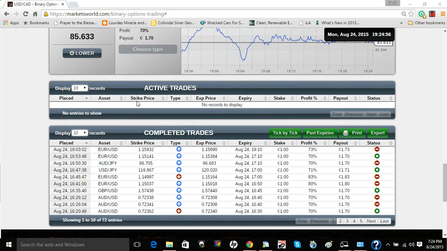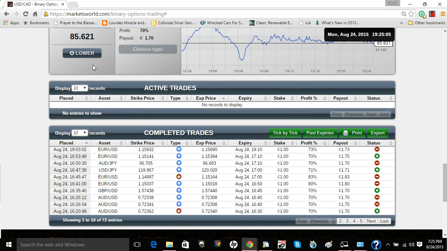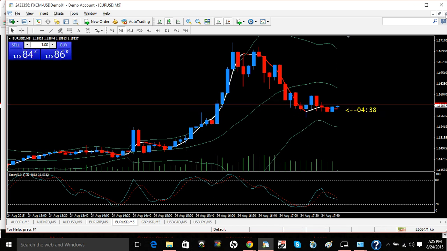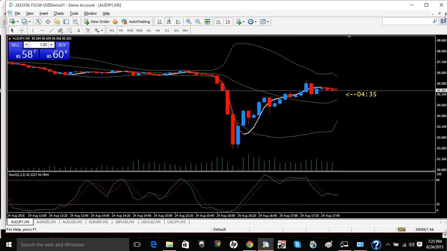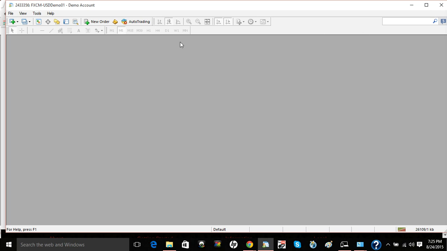You should have active trades listed here, and then completed trades, ones you've already taken, right? And then what you gotta do is go over to your MetaTrader 4 software, okay? And then I want you to open up all your currency pairs that coincide. Let me close these out real quick just to kind of show you what I mean.